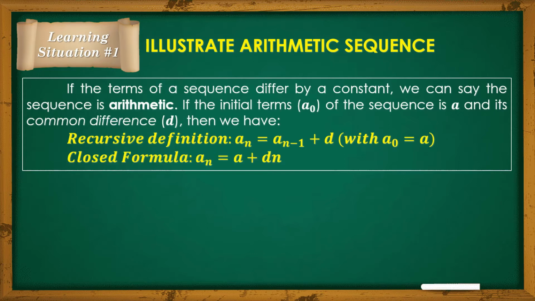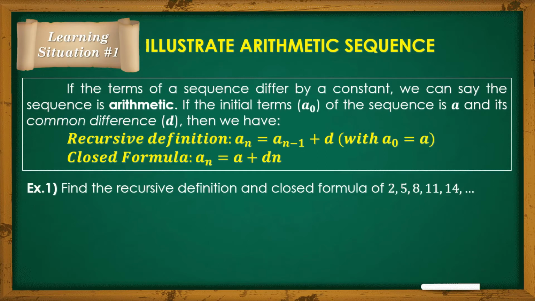Also, meron tayong tatawaging closed formula. Closed formula ay parehas sa nth term, general term, or isang equation na nagbibigay sa atin ng mga terms ng isang arithmetic sequence. Pero this time, we are going to note them as a sub n equals a plus dn. Ngayon, para mas maintindihan natin kung paano gagawin or hahanapin ang recursive definition at closed formula ng isang arithmetic sequence, let's consider example 1.